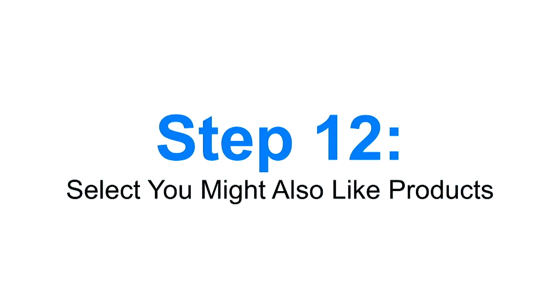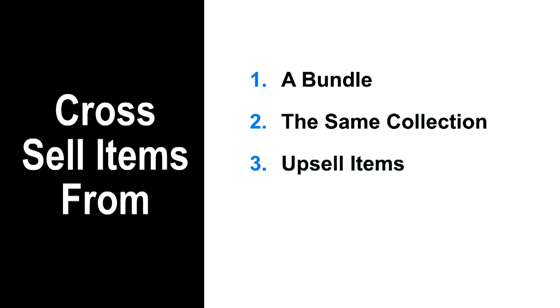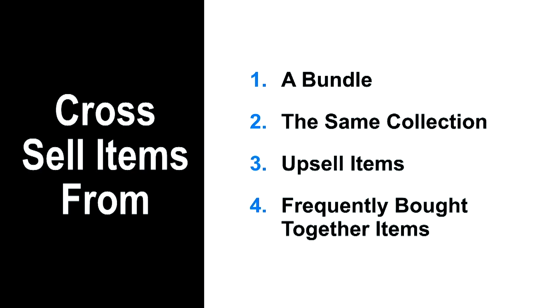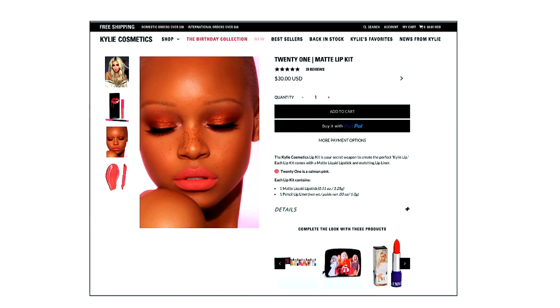And the final step is the "you might also like" product section. So, the idea here is you want to cross-sell items from a bundle from the same collection, any items you might upsell, frequently bought together items. You can see Kylie Cosmetics does this. You can see they do it in a bunch of different places.